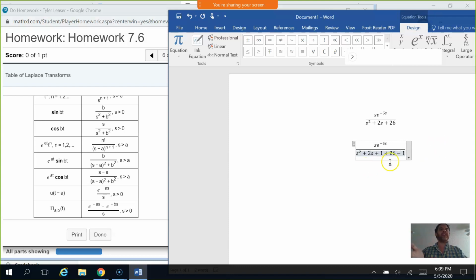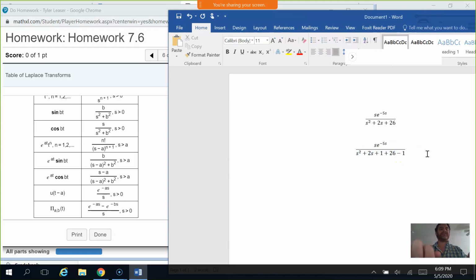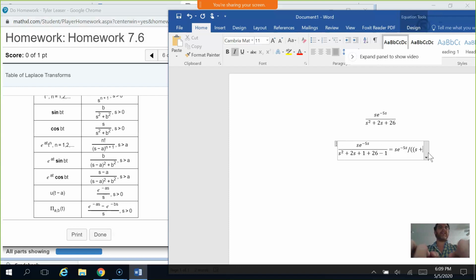All right, so 1 is going to be our factor. Add it and then subtract it. So now in the denominator, we're going to have s plus 1 squared plus 25. That's kind of nice. At least we get a perfect square there as well.